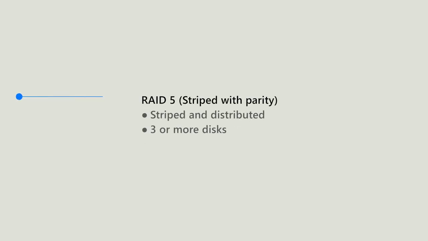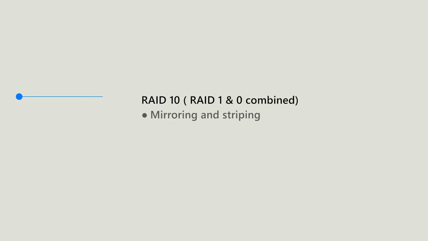Then there is RAID 5, striped with parity. RAID 5 distributes parity information, which can be used to reconstruct data in case of a disk failure, along with the data across three or more disks. It provides a balance between performance, storage capacity, and data redundancy. Lastly, RAID 10 is a combination of RAID 1 and RAID 0. This level combines the mirroring of RAID 1 with the striping of RAID 0, offering both high performance and data redundancy. It requires a minimum of 4 disks and offers excellent fault tolerance.